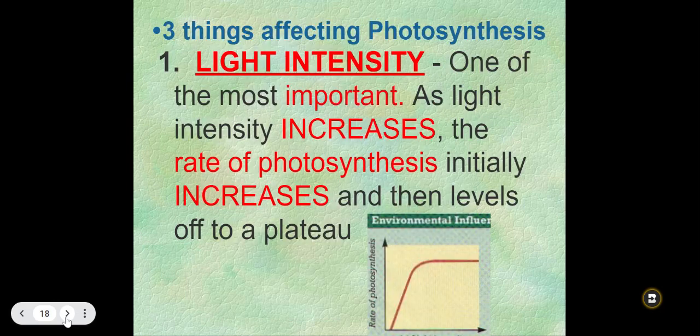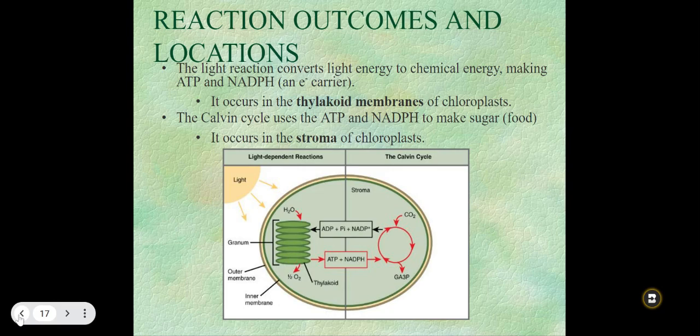The reaction outcomes and locations. The light reaction converts light energy. So it's taking the energy from the sun or light and converting it into chemical energy, and it is making those two energy carriers. This is an electron carrier. It is carrying electrons because it's making and breaking bonds for these two energy carriers, ATP and NADPH.